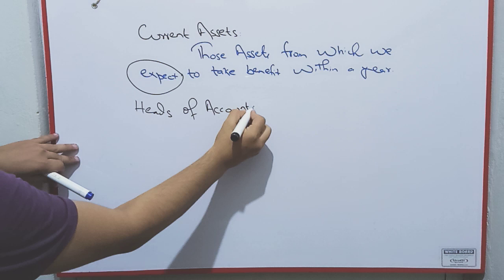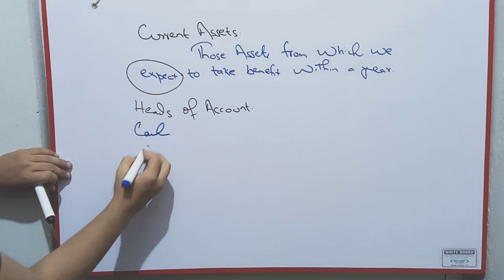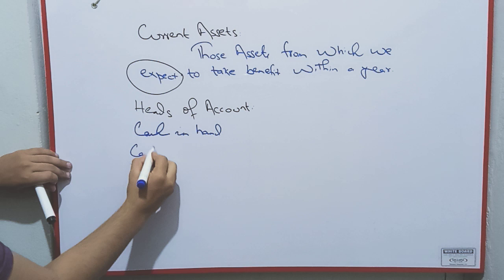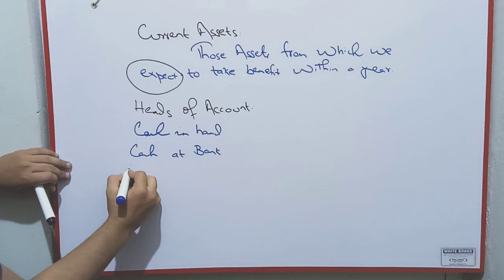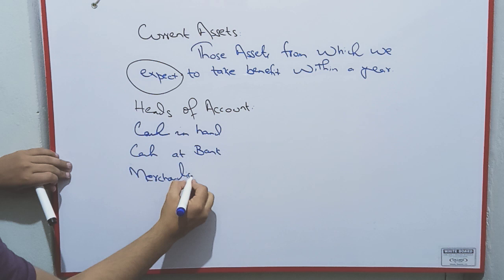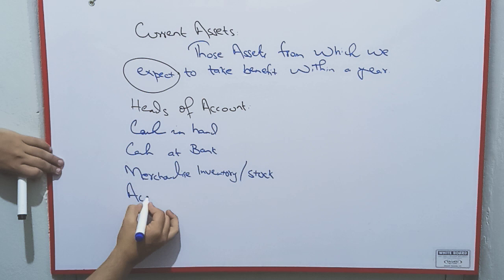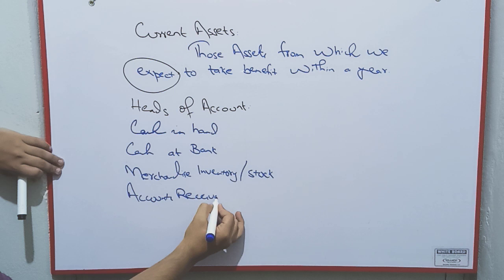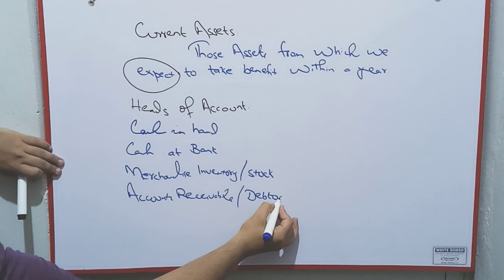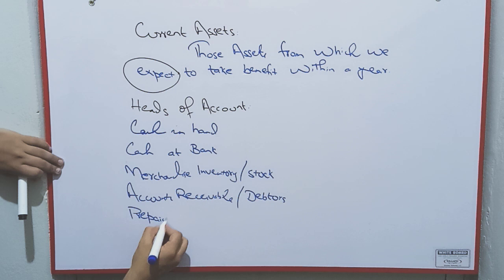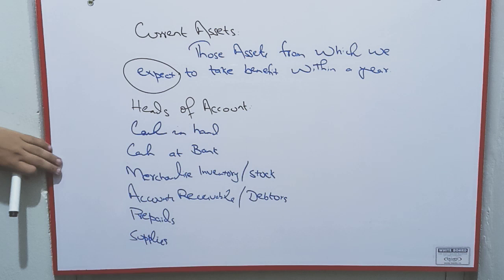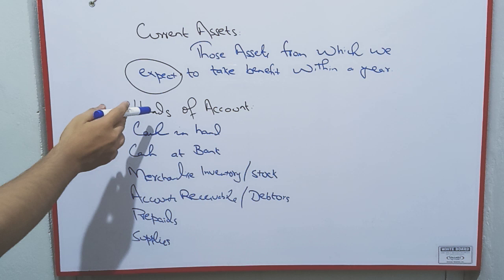Number one is cash at bank, merchandise inventory, or we say stock, account receivable, or debtor, prepaids, or supplies. So these are the examples. So these are the heads of accounts of current asset.